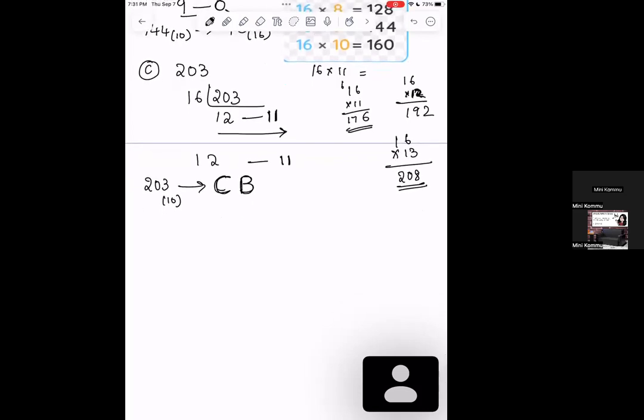What did I do? I did the same method, but then instead of 12, I wrote C, because that is what, according to the hexadecimal chart, instead of 12, I wrote C. Instead of 11, I wrote B.